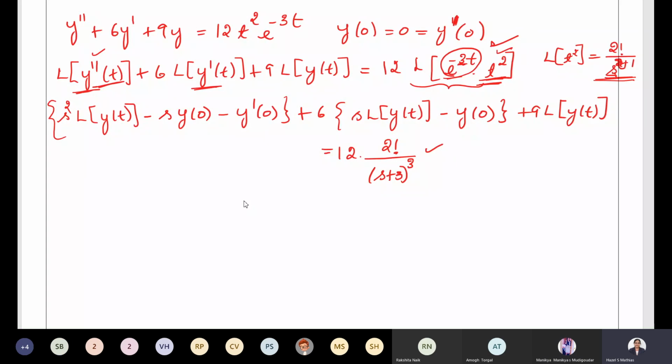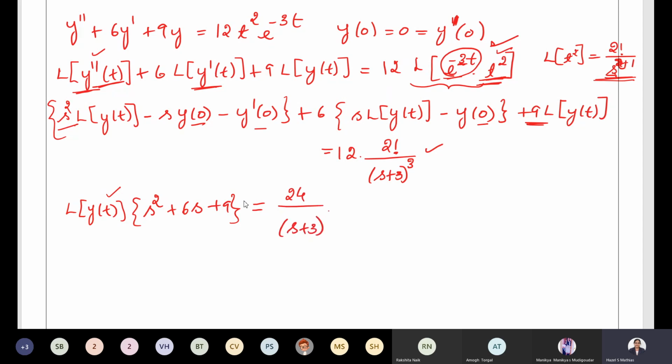Okay. Now you take the coefficients of the Laplace transform of y of t. What are the coefficients? Here it is s square, then 6s, and here it is plus 9. So these are the coefficients of the Laplace transform of y of t. And y of 0, y dash of 0, they are all 0. So what is remaining now? 12 into 2 factorial, which is nothing but 24, divided by s plus 3 the whole cube.